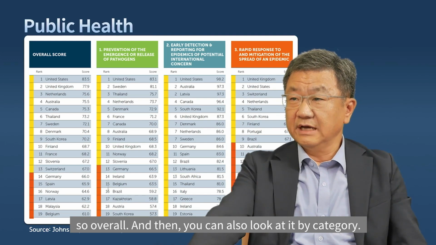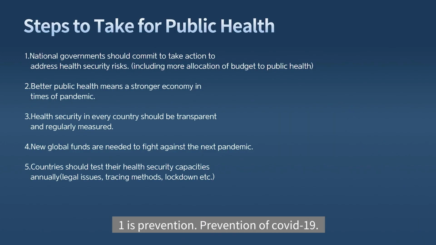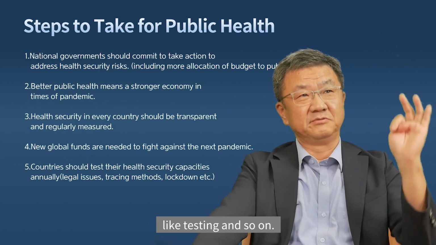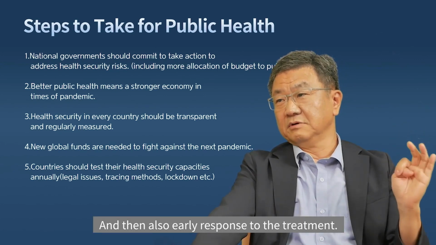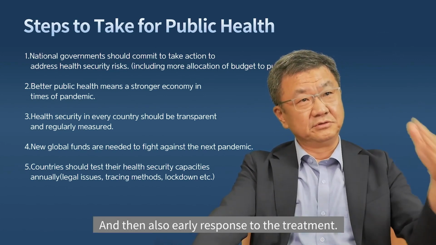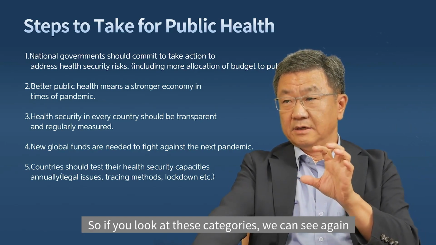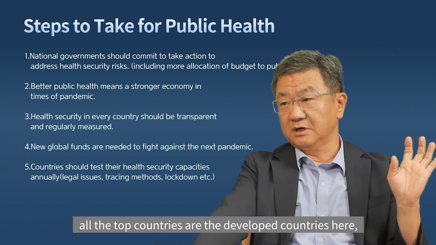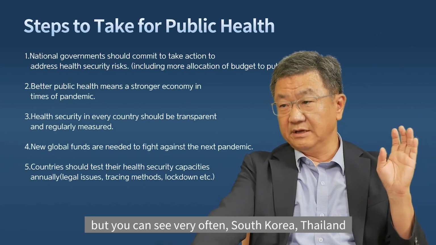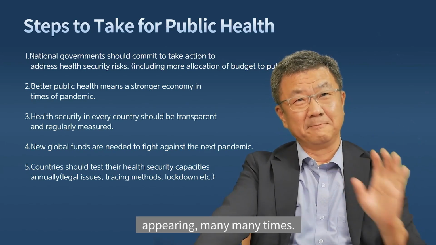And then you can also look at it by categories. One is prevention of COVID. Second is early response, early detection and response. Like testing and so on. And then also early response to the treatment. If you look at these 3 categories, you can see, again, all the top countries are the developed countries here, but you can see very often South Korea and Thailand appearing many, many times.